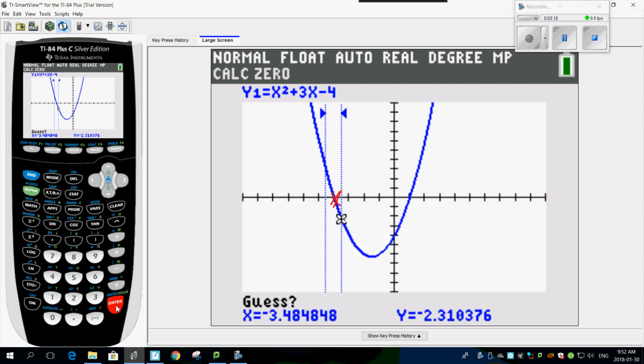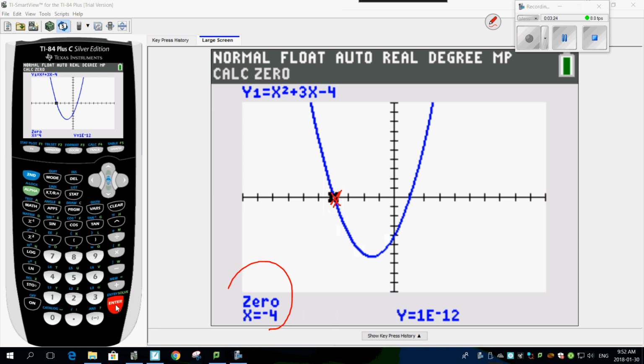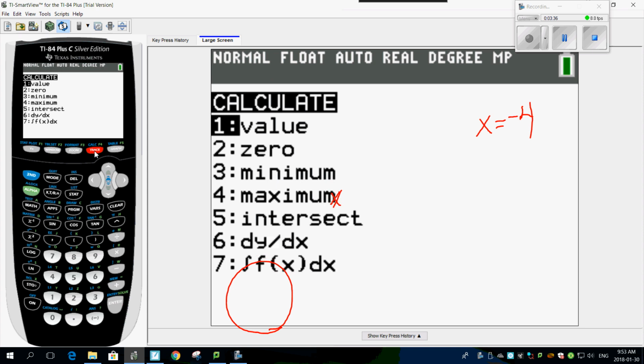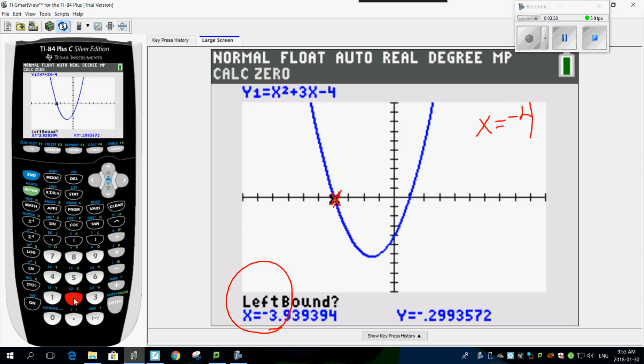Then, notice it says guess. All you got to do is hit enter again. And it gives you a nice value here, the 0 being -4. So you can say one of your solutions is x equals -4, which is really, really cool. Now, let's do this again. Second calc. Okay, let's find the 0 again, but now for the other side.